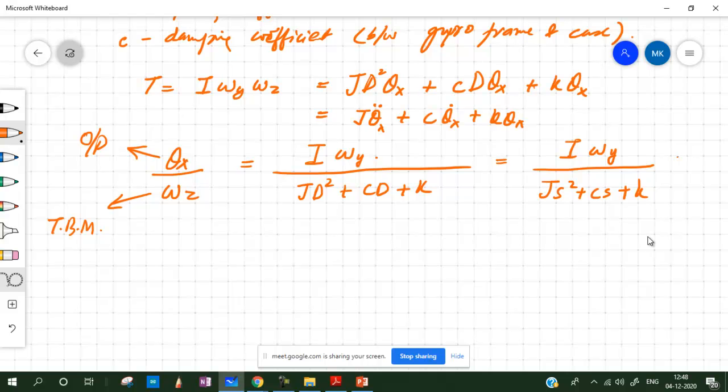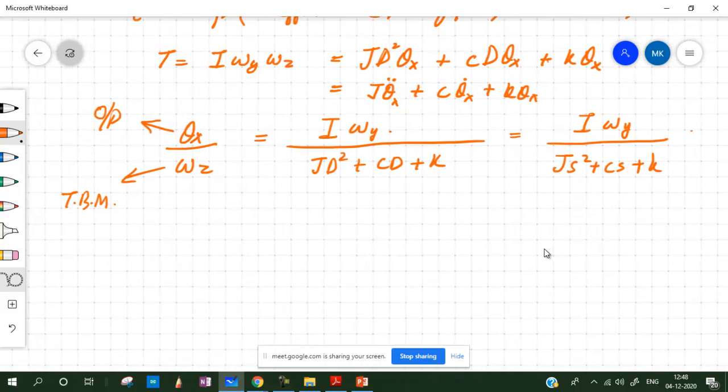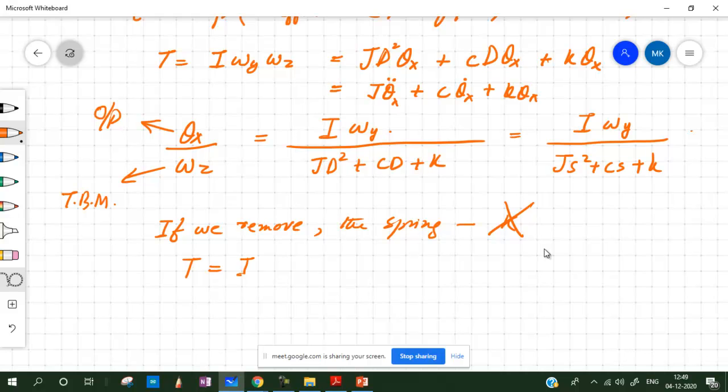Now, this is about the rate gyro. But in this case, if we just remove this K, so we have a case where we remove the spring from this whole assembly, what do we get? We get torque again equal to I omega y omega z, which is equal to, rather than this, J theta x double dot, obviously simpler, plus C theta x dot. This is what we will get, because K is not there. So the relation we can write this way, if you want, in terms of theta x dot.